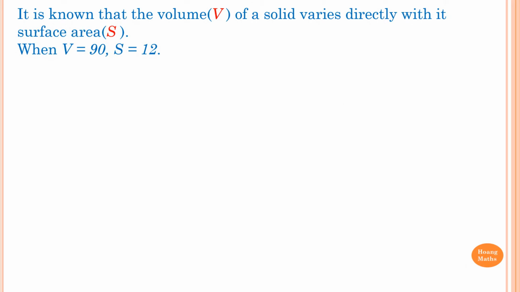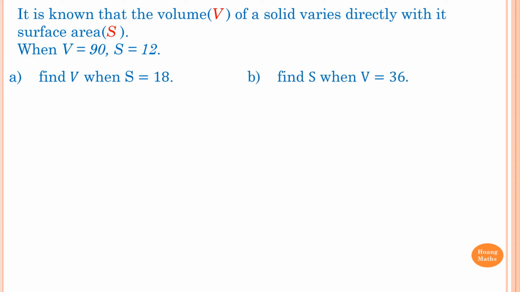It is known that the volume V of a solid varies directly with its surface area S. When V is equal to 90, S is equal to 12. Part A. Find V when S is 18. Part B. Find S when V is equal to 36.